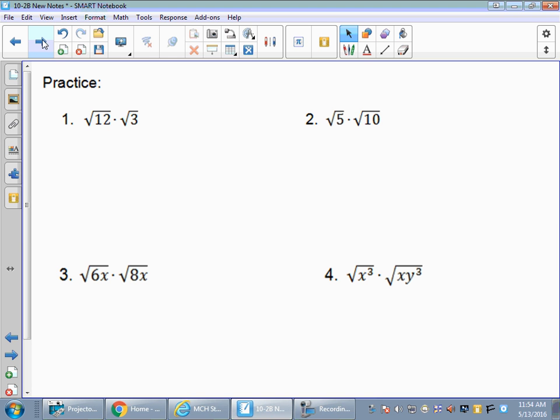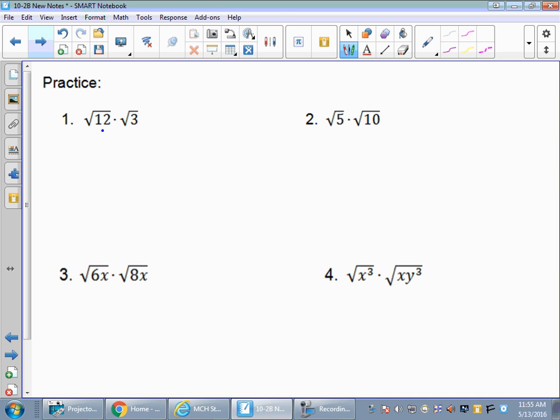Looking at number 1, we have the square root of 12, which is ugly, times the square root of 3, which is also ugly or irrational. Now, my eyes are trained. I can see that there's a perfect square living inside 12. I know that 4 is living inside there, but I'm going to wait and just hold on to that. I'm going to put them together first and then take apart if I need to.